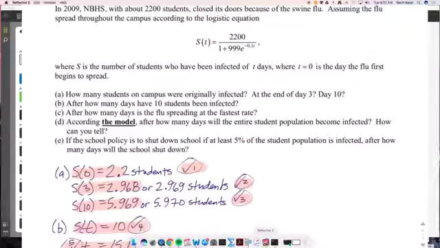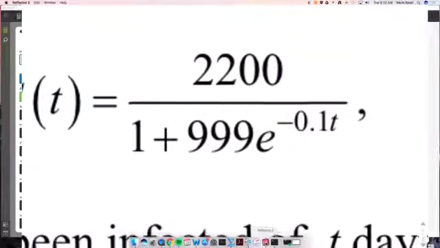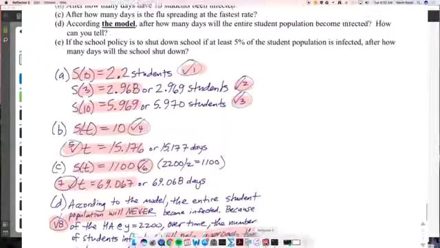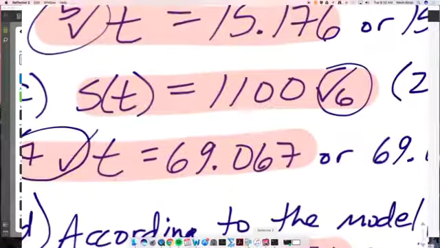All right, part C, after how many days is the flu spreading the fastest? Remember, it's always spreading the fastest at half the carrying capacity. That's the Y value. So that's at 1100. So you're going to show me S of T equals 1100. That's going to get the check.